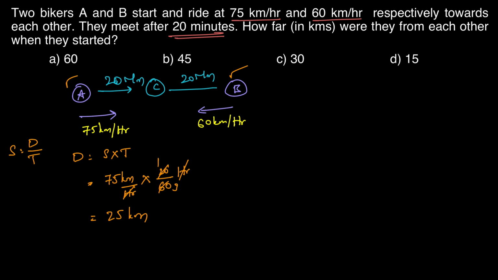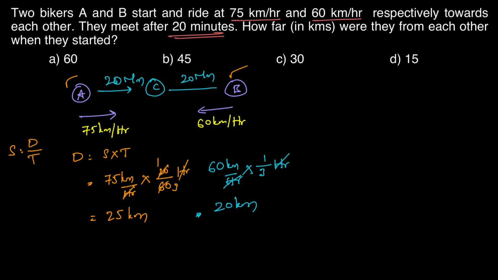And what is the distance covered by B in 20 minutes? Its speed is 60 kilometers per hour multiplied by what is the time? It's again 1 by 3 hour. So hours gets cancelled. It is equal to 20 kilometers.